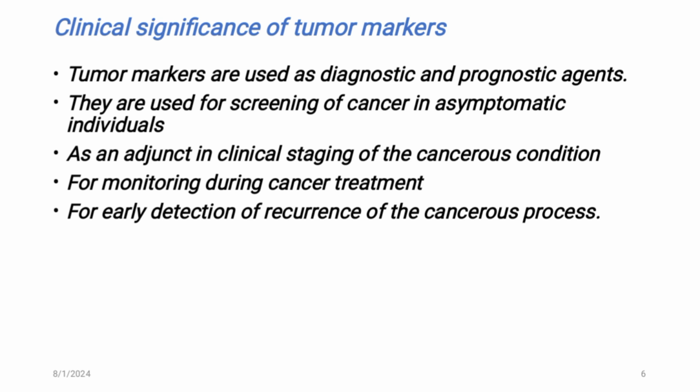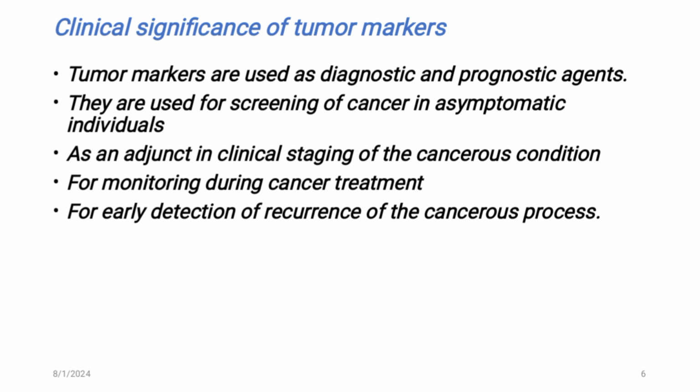Screening of cancer in asymptomatic individuals, and clinical staging of the cancerous condition. If the person has the cancerous growth in the body, then the tumor markers would show the clinical stage of that cancer. And also the next one is the monitoring during the cancer treatment. If the person is under the treatment for the cancer, then he or she would be monitored through the tumor markers in the body, by detecting its level and presence in the body fluids or in the cells.